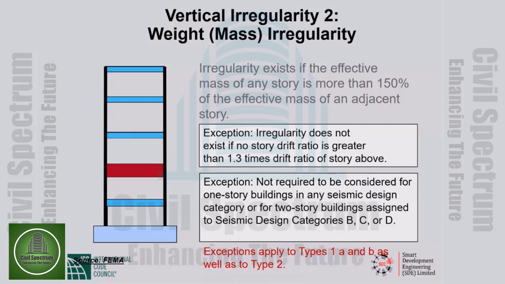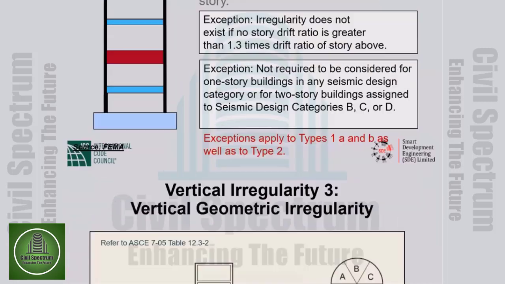Okay, this is a FEMA slide that tells you the same story as our slides already. So this weight irregularity exists if the effective mass of any story is more than 150% of the effective mass of an adjacent story. Exception: irregularity does not exist if no story drift ratio is greater than 1.3 times the drift ratio of the story above. This is a very, very powerful exception. The second exception I wouldn't emphasize. Exceptions apply to type 1A, 1B, as well as to type 2, the mass irregularity.